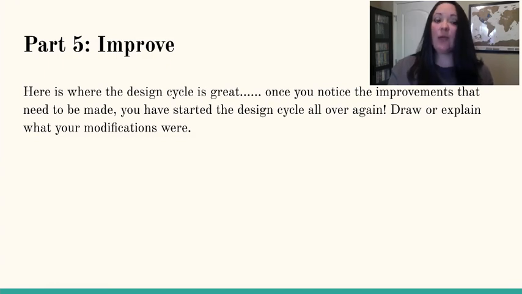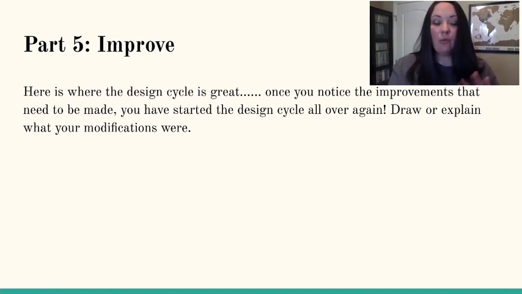In step 5, we improve it. And this is one of my favorite parts of the engineering design process, is that you get to take a look at what you've already done and make it better. You may have even done that as you were building when you just realized that something didn't work the way that you wanted it to work. You may have went ahead and improved it then. And if you did, that's okay. Now's the time to make it even better. So once you know the improvements that need to be made, you've already started the design process over again.